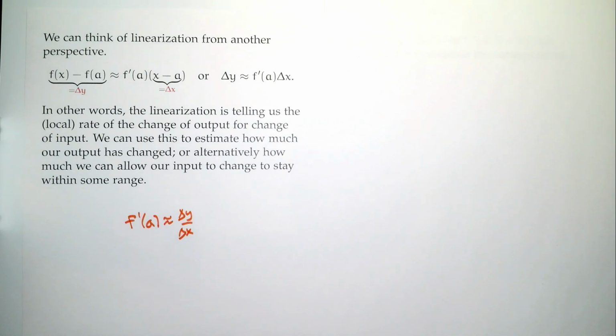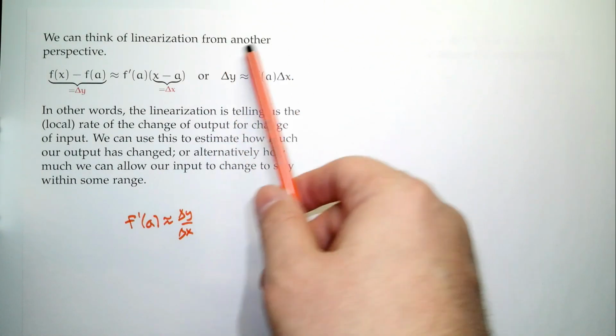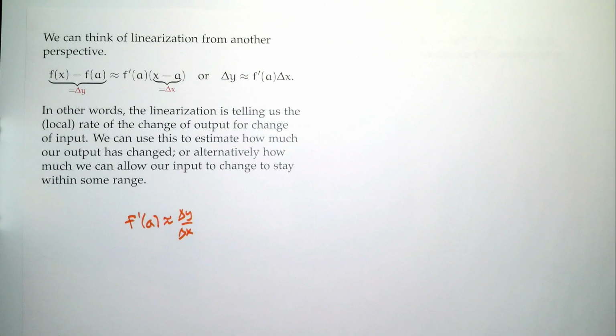Now, how do we use this? Well, if I want to estimate how one thing changes with another, I can use this relationship. It's giving us a way to estimate how much our output will change based on how much our input will change, or vice versa. Maybe we want to say, I only want my output to change by so much. What's true about how much my input can change? And oftentimes, a precise expression is not needed. An approximate expression will work just as well. So we're going to do some examples now in this direction.